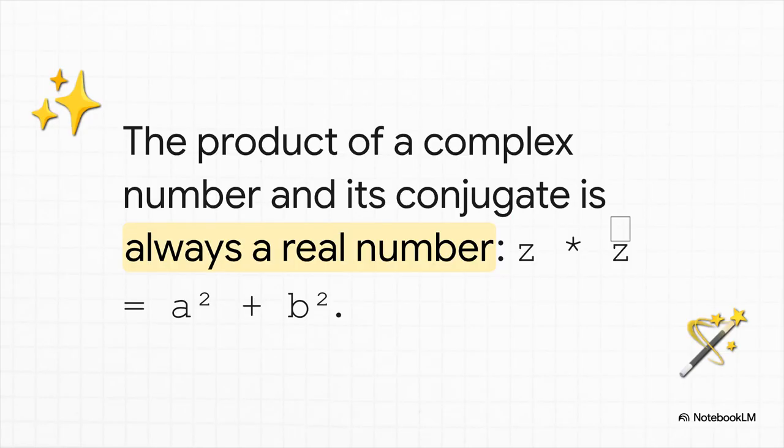Okay, now here's the magic trick. When you multiply any complex number by its conjugate, the imaginary bits perfectly cancel each other out, and what you're left with is always a purely real number: a squared plus b squared. No i's anywhere in sight.